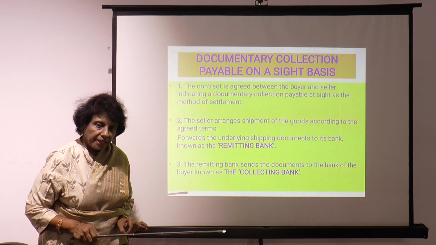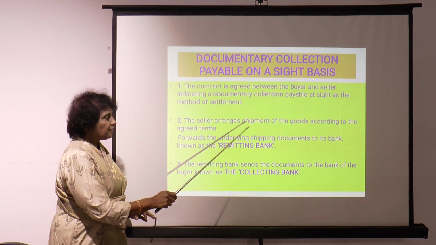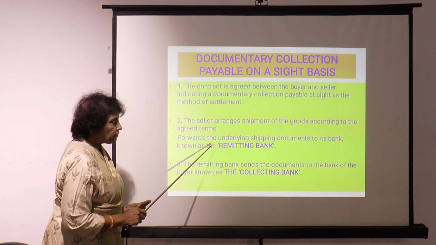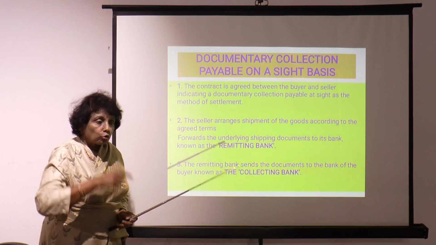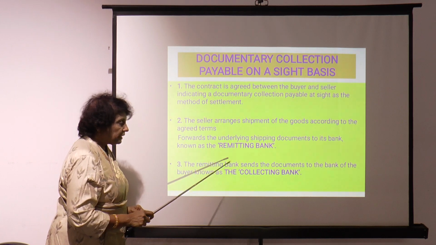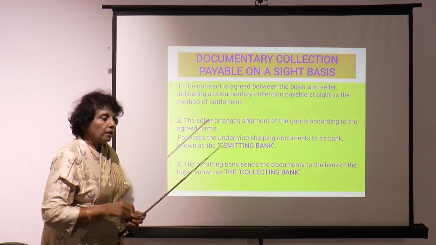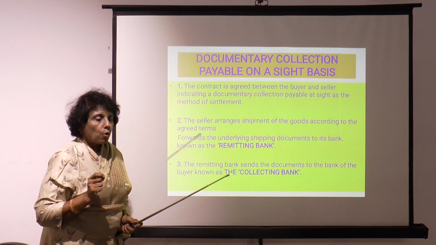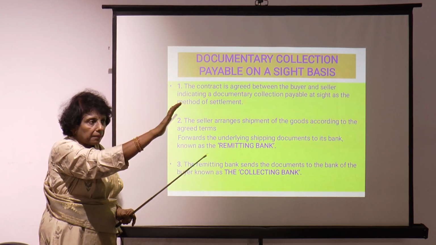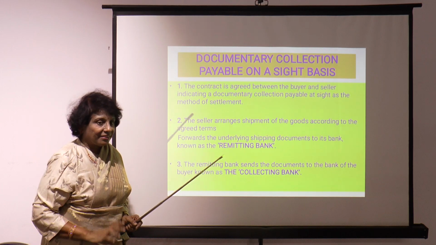Documentary collection payable at sight. Seller arranges shipment of the goods according to the agreed terms. Forwards the underlying shipping documents through his bank. Now what is the seller's bank known as? The remitting bank. Now this remitting bank sends the documents to the bank of the buyer. What is the bank of the buyer known as? The collecting bank. So we have the remitting bank, we have the collecting bank here.